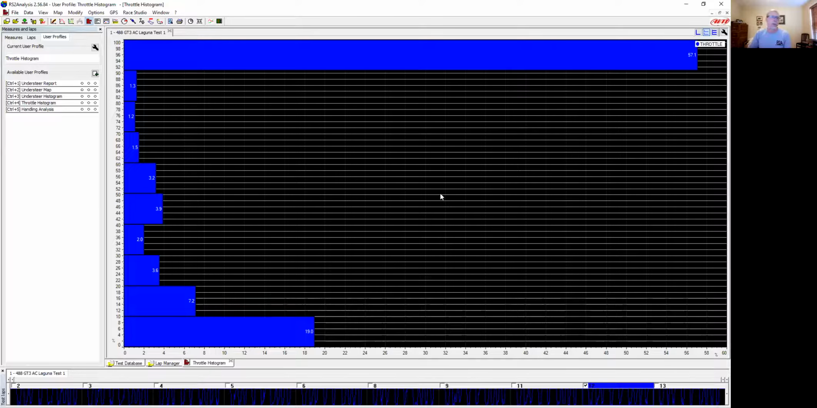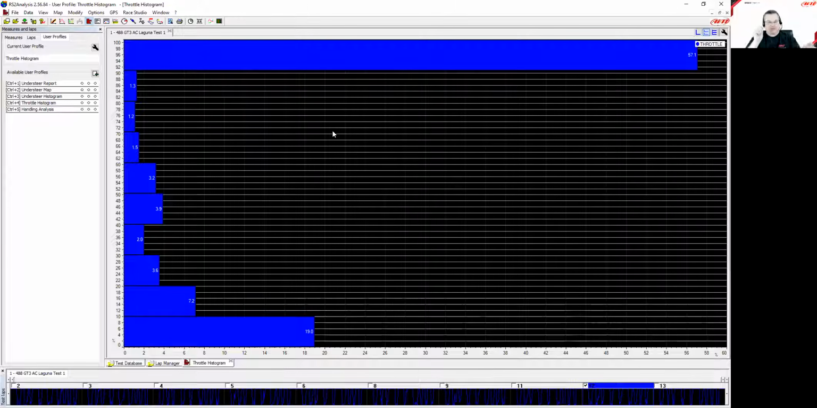Throttle histogram: how much time are we spending at full throttle? In this case, our number is 57.1. That's basically at the full throttle mark. And how much time are we spending at all the different levels in between? This is a tool that a lot of people have used for a long time, and I think it's still a great tool, and I'm glad to see that you're showing it and using it.